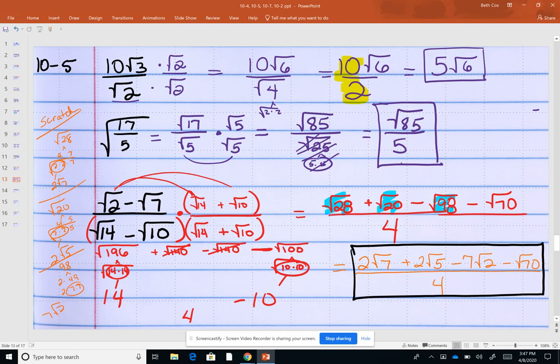The numerator was not fun because we had to simplify 3 of the 4 after we multiplied, but that denominator was just a 4. All right, rationalizing.